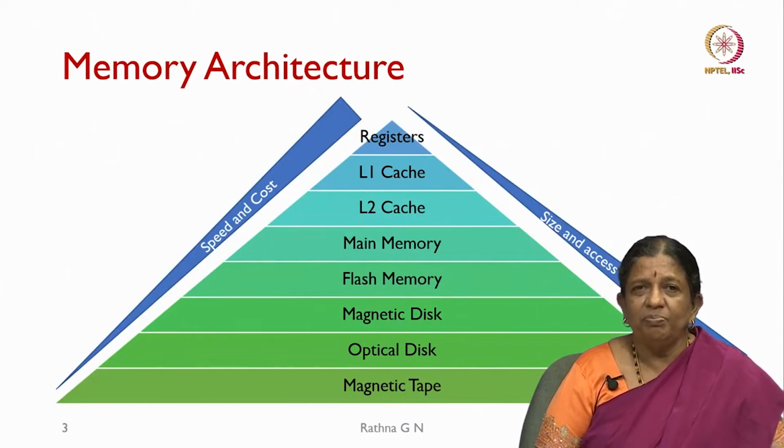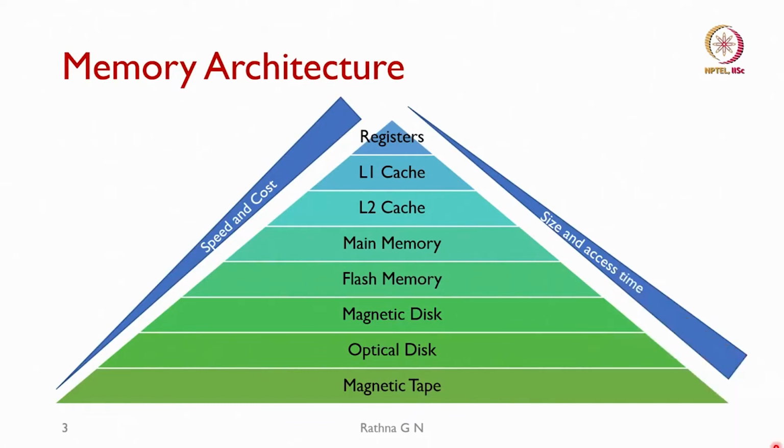You see a pyramid here. Registers are the closest to the CPU, and then we have the L1 cache, L2 cache, and then the main memory, and then flash memories, and for more storage magnetic disk, optical disk, and then tape comes in the last part of it. All of us know that these are almost extinct in the present day situation. Seeing the left hand side, speed is the highest in this case, and it slows down as we go down in this pyramid.